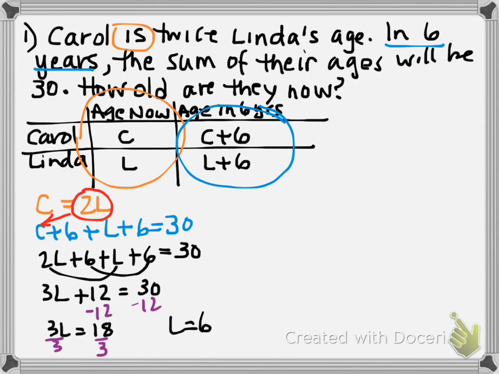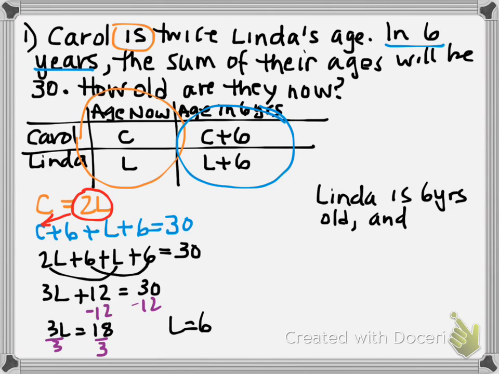Now remember what L means. Linda's age now. And that's precisely what they were asking us to figure out. It's the girl's ages now. So I can already start my answer. Linda is 6 years old. I need to get a label on there.